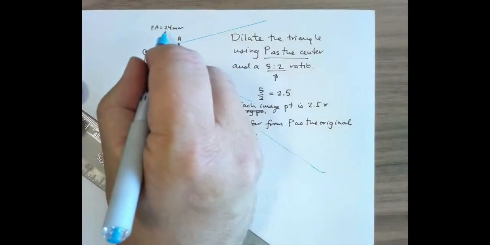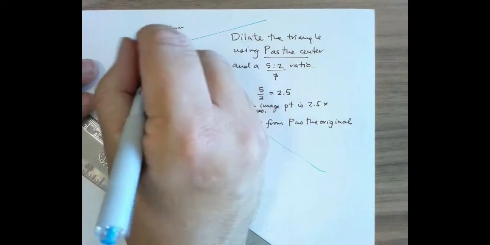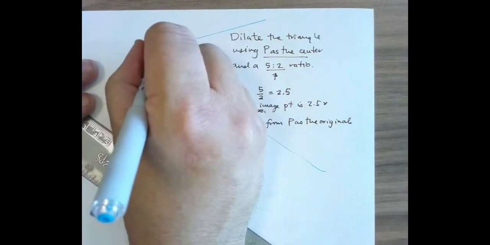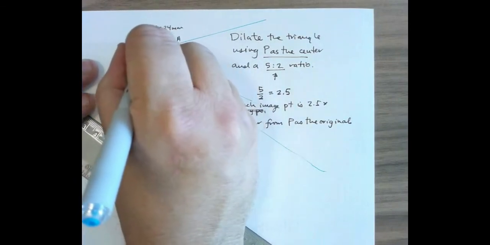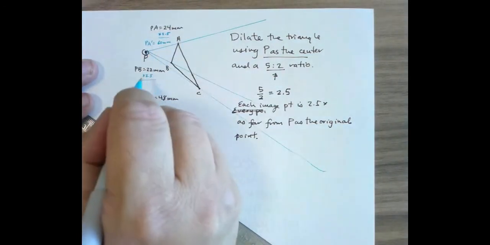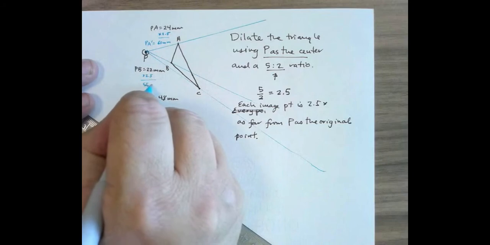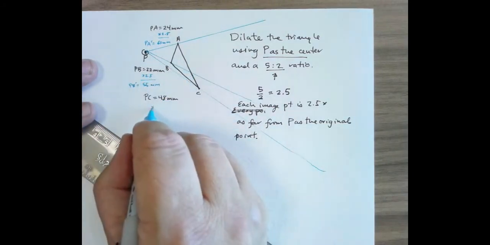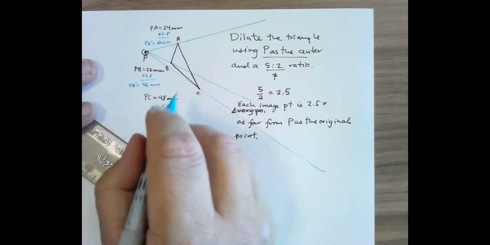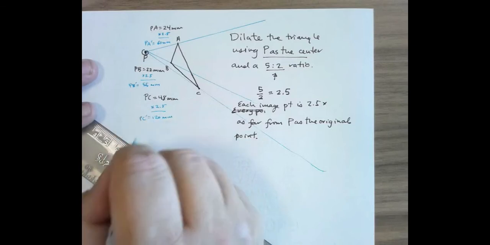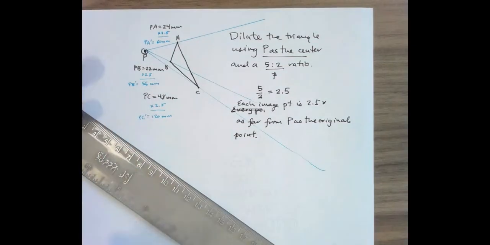So I just need to multiply each of these by 2.5. So if I multiply this, 24, by 2.5, that would be 60 millimeters. So P to A prime will be 60 millimeters. Here, if I multiply 22 by 2.5, that'd give me 55 millimeters. P to B prime will be 55. And here, if I multiply 48 by 2.5, that will be 120 millimeters. So P to C prime will be 120 millimeters.